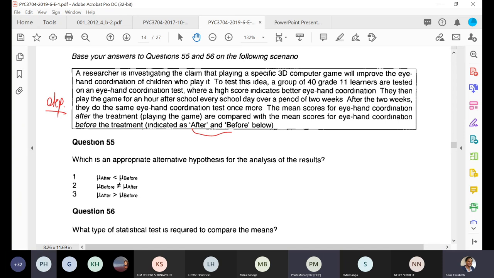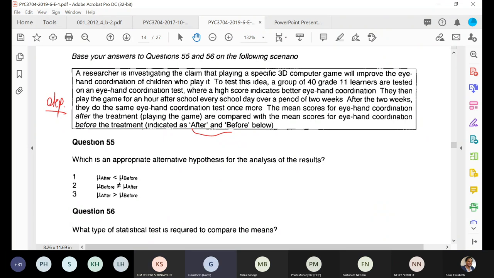The very first sentence says if the 3D computer game will improve the hand coordination of children who play it. So it means after treatment, they expect improvement, which is more. No, they could have even said there is a difference. I told you, you need to look for words like more than, greater than, bigger than, decrease, better than, improve. It gets better, more than.